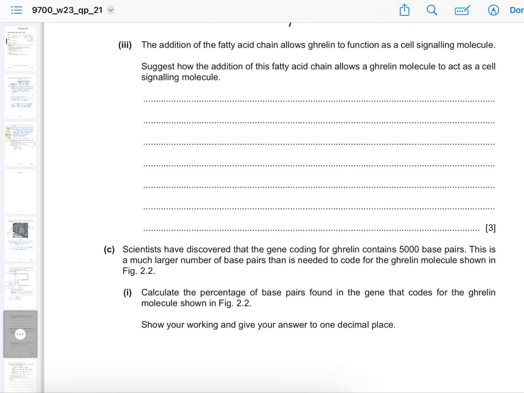Part 3, the addition of the fatty acid chain allows ghrelin to function as a cell signaling molecule. So just how the addition of this fatty acid chain allows a ghrelin molecule to act as a cell signaling molecule.